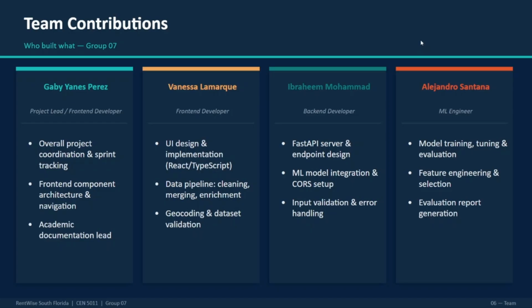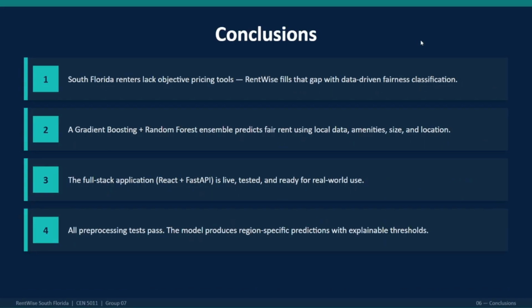And to conclude, these are the conclusions that were drawn from our project. So originally, South Florida renters lacked objective pricing tools, and with our project, RentWise helps fill that gap with data-driven fairness and classification. Our machine learning model used a combination of gradient boosting and random forest ensemble to predict fair rent using local data, amenities, size, and location.